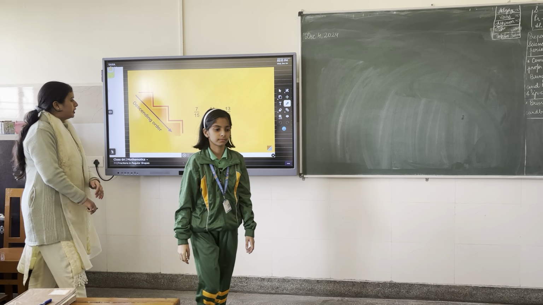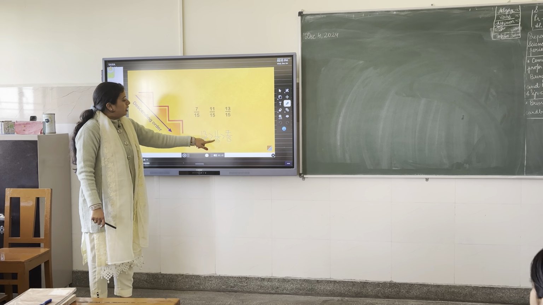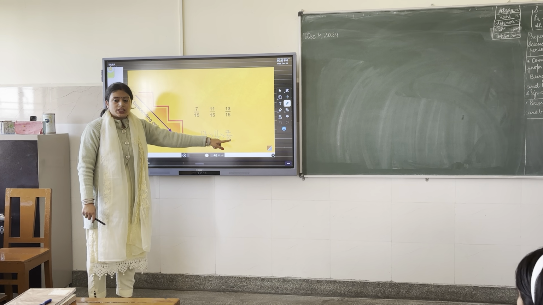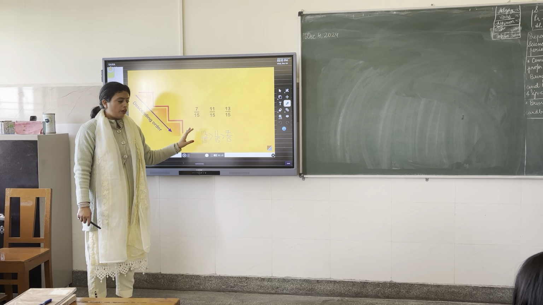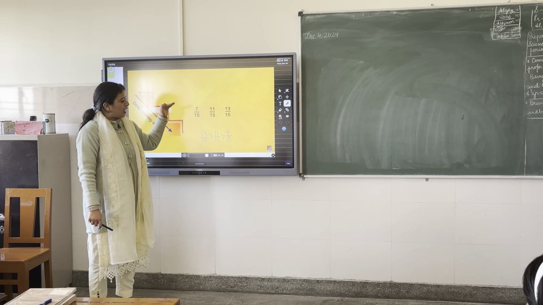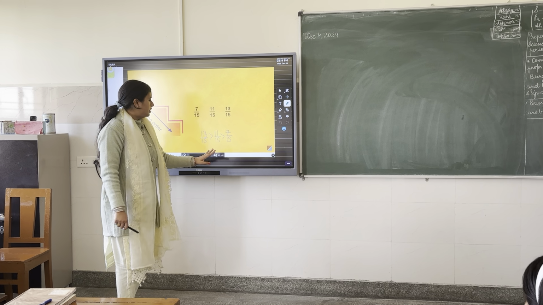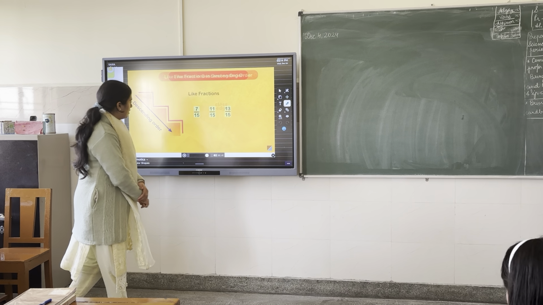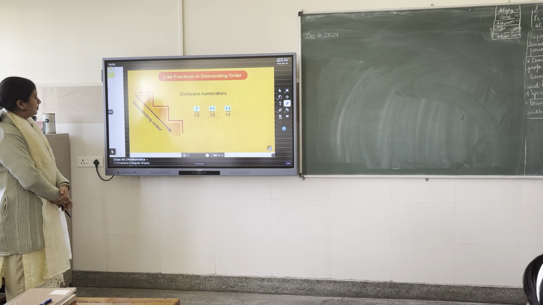Correct. So this is descending order, that means decreasing order. As you can see, the denominator of these fractions is same, but the numerator is different. So we will only compare numerators. As you can see, the numerators are in decreasing order. Am I correct? Yes. As we have all like fractions, we will just compare the numerators.